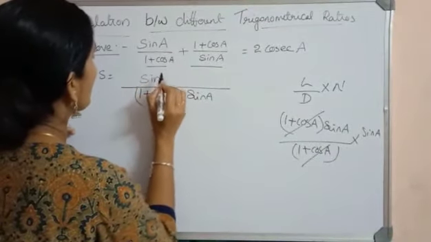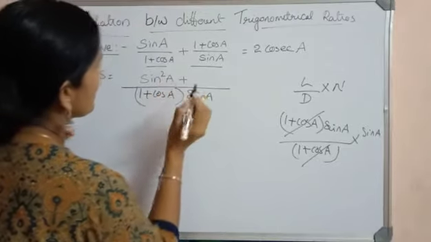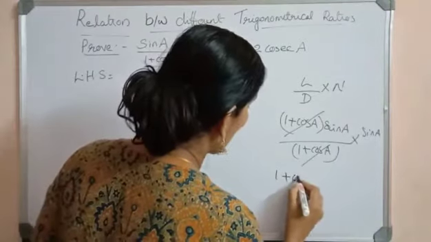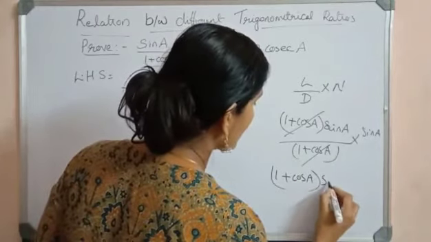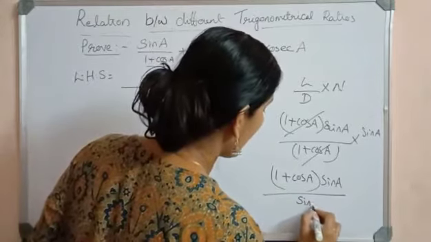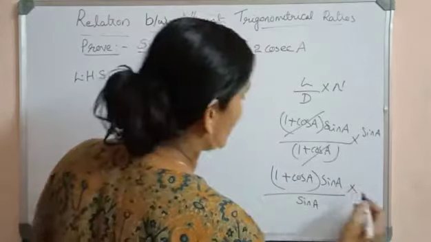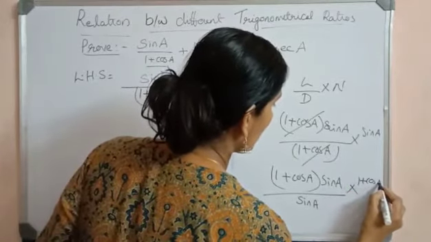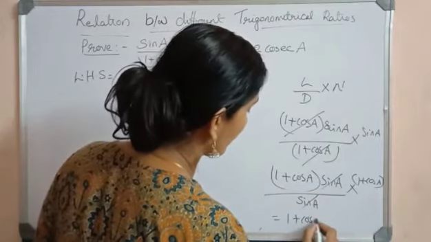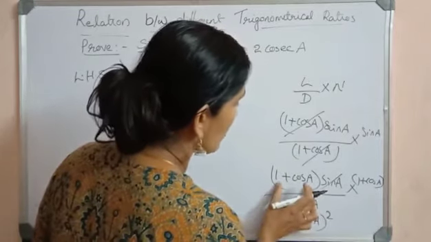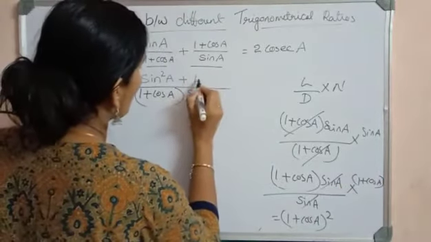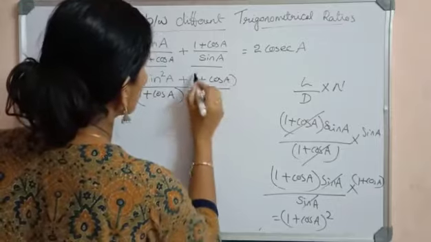So the first term you get as sin square A plus, in the second term, again the same procedure: 1 plus cos A into sin A is the LCM divided by the denominator of the second term, which is sin A, into the numerator, which is 1 plus cos A again. So sin A gets cancelled. This becomes 1 plus cos A into 1 plus cos A, which is 1 plus cos A the whole square. So we get this term as 1 plus cos A the whole square.